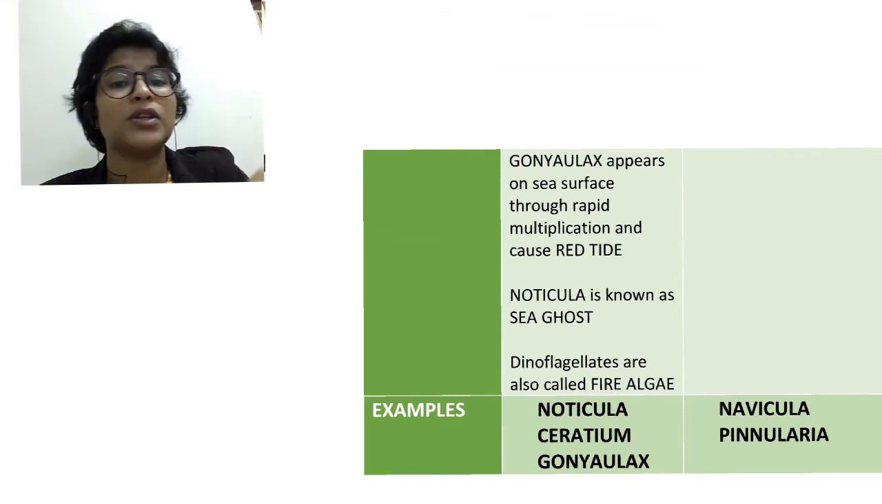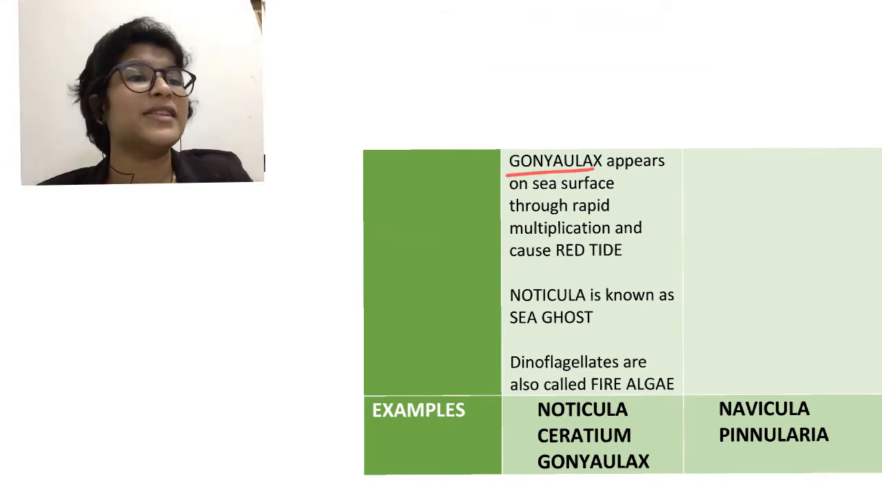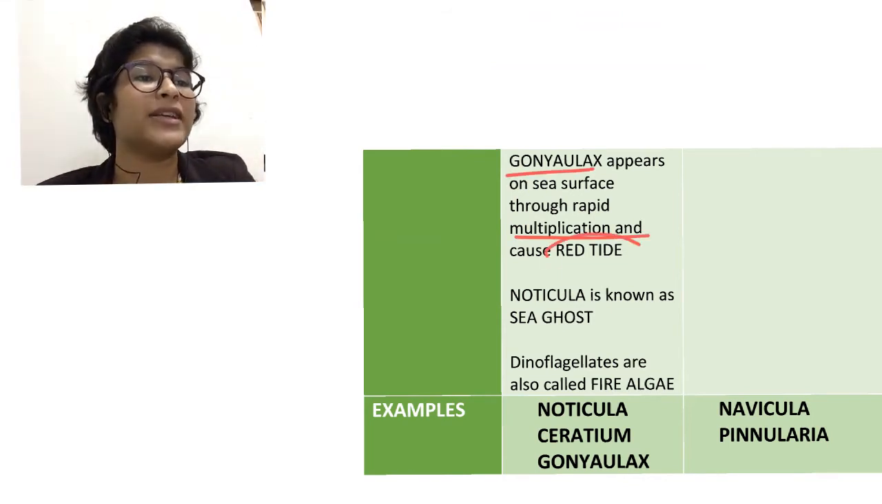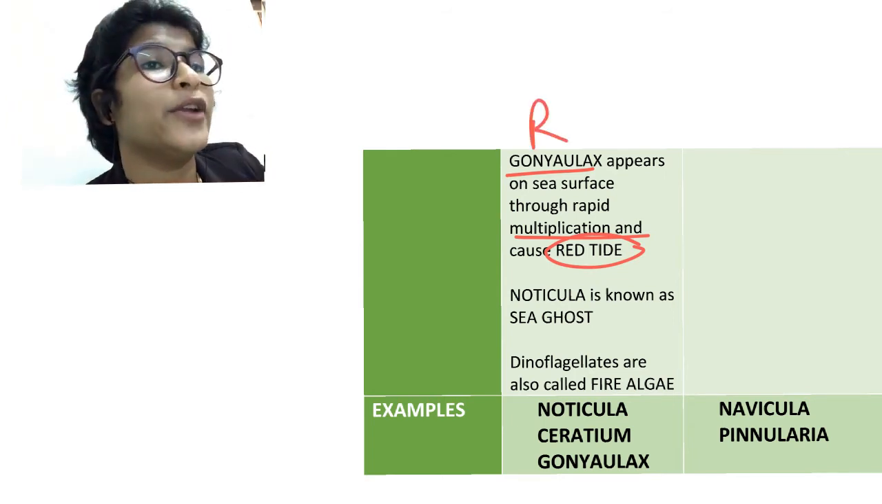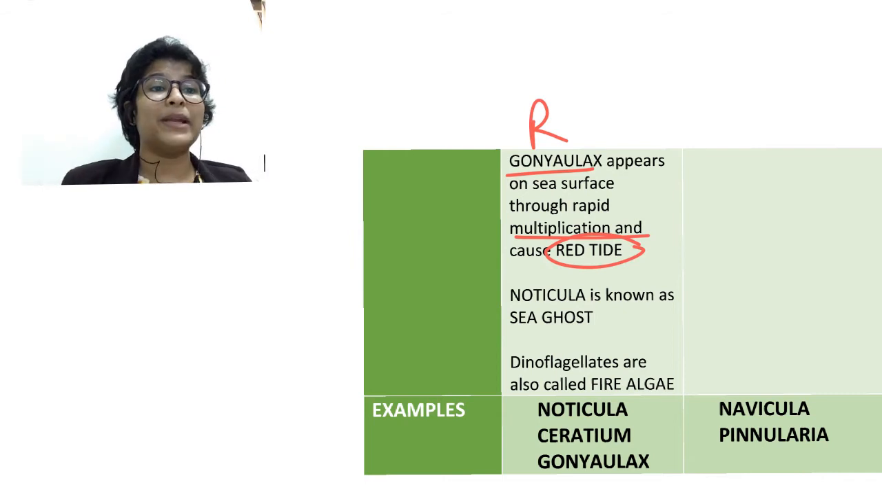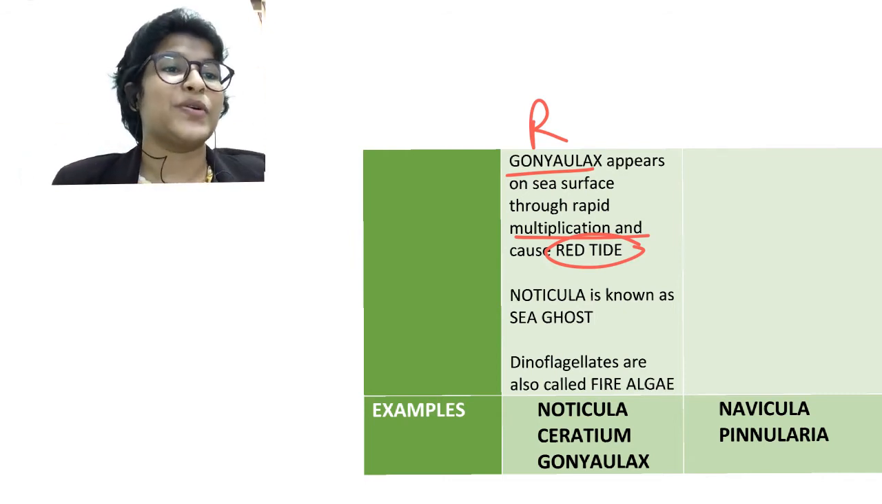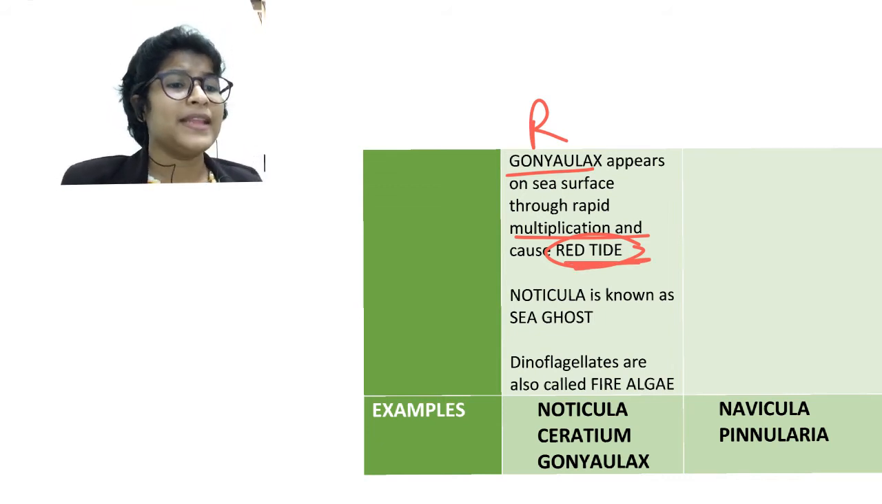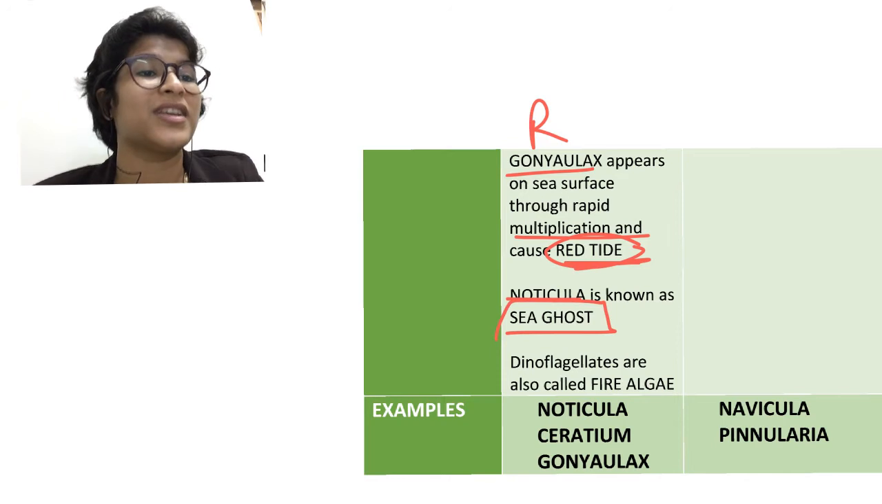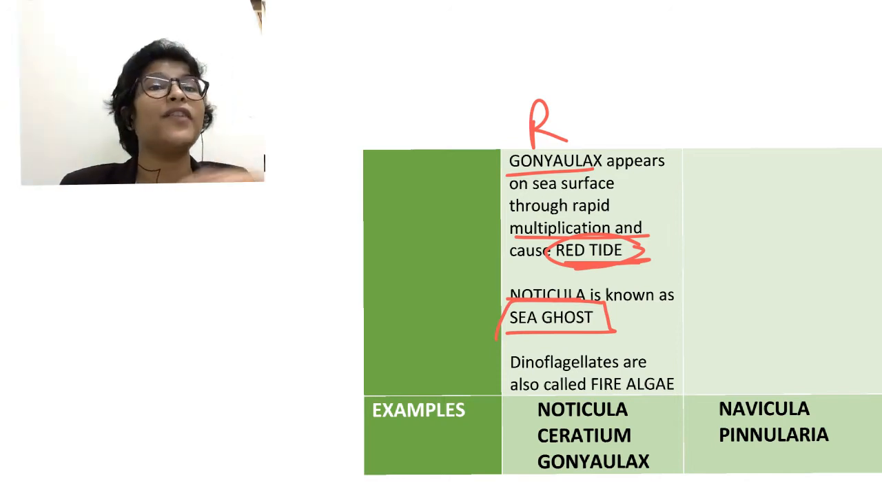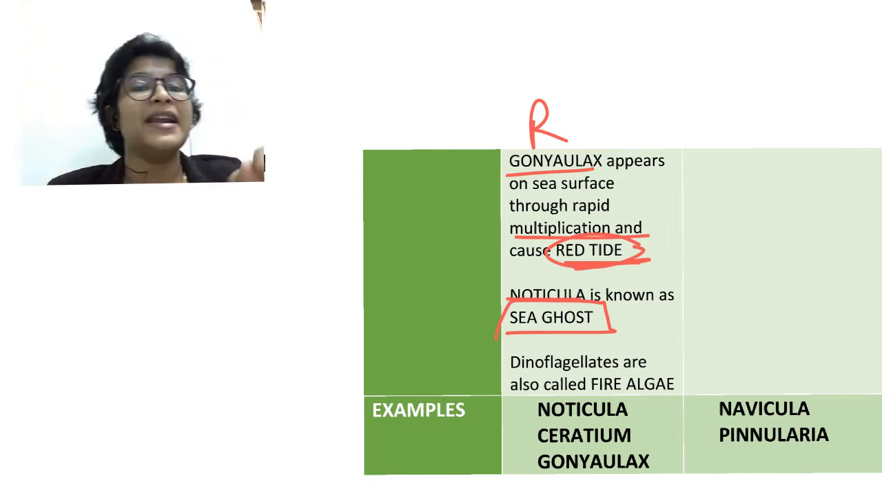Gonyaulax appears on the sea surface through rapid multiplication causing red tide. Now we need to understand that Gonyaulax is a red colored dinoflagellate, and that is why when it multiplies suddenly on the sea surface, the entire surface becomes red. It's called red tide. The next is Noctiluca. It's called sea ghost. Why? Again, because it's found floating on the sea surface.